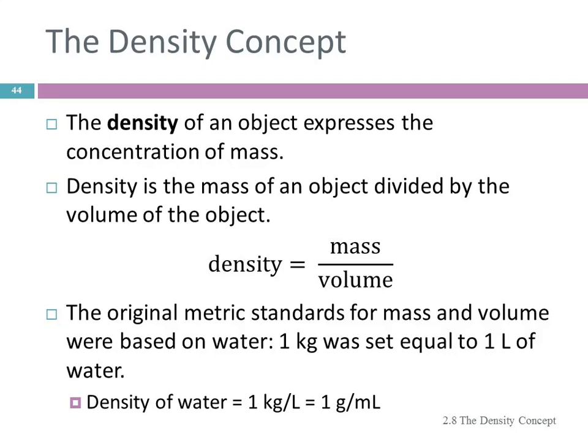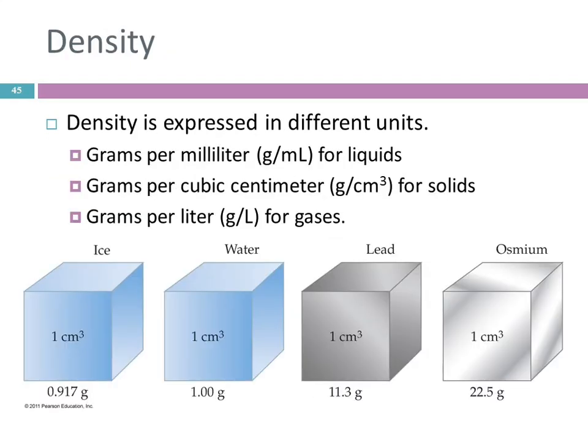So density is a concept that we use a lot in chemistry. Because of how the original metric standards were defined, they were based on water. They defined a kilogram as equal to the mass of 1 liter of water. And that gives us this lovely relationship that the density of water is 1 gram per milliliter. Now, it does vary slightly with temperature, but in terms of just a rough estimate, the density of water is 1 gram per milliliter, so that can be very convenient.